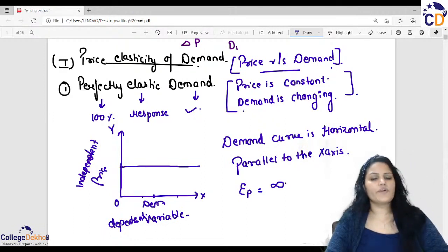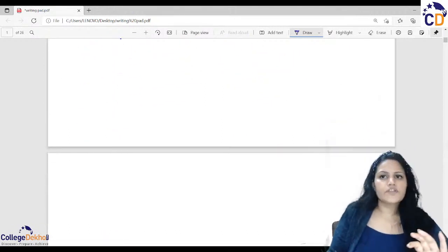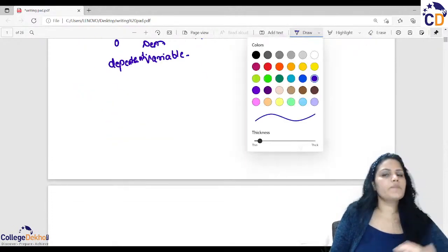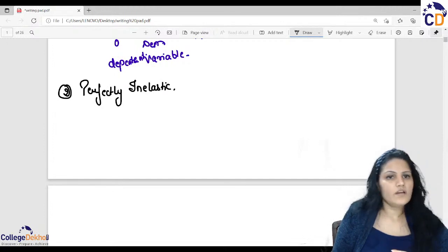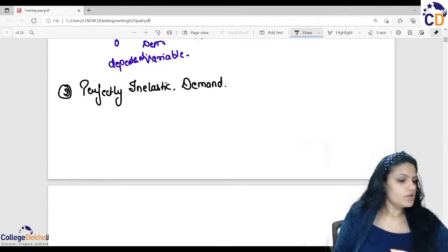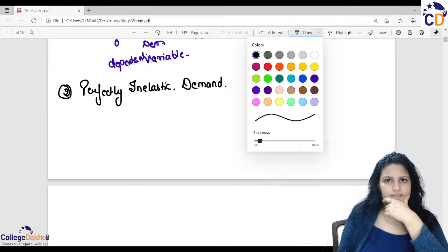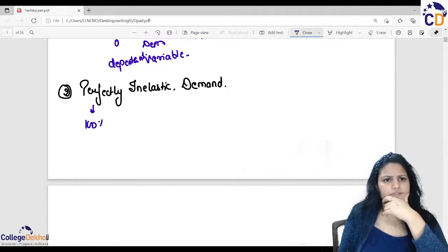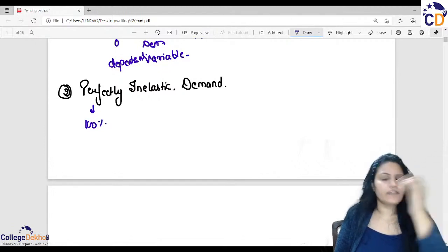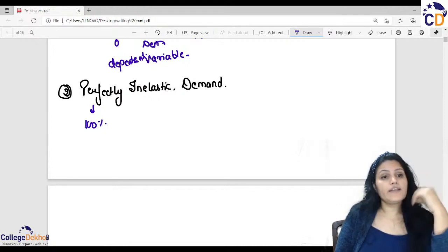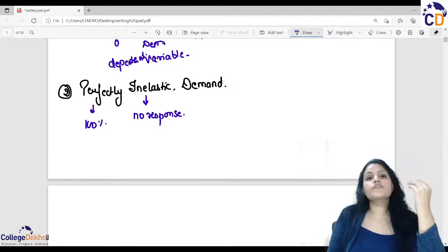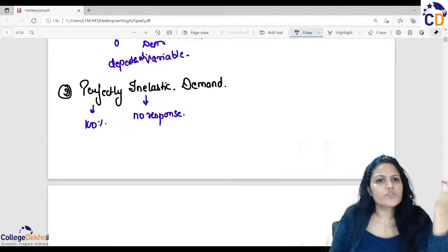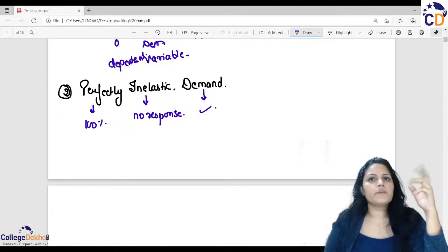Next point. In the price elasticity of demand, we have 5 points. First is perfectly elastic, which we completed. The second point is perfectly inelastic demand. Here perfectly means, in simple words, 100%. There is nothing in that thing which needs to be changed. Inelastic means no response, because elastic indicates a response, a change, and inelastic means no change in terms of demand. And here we are comparing price versus demand.